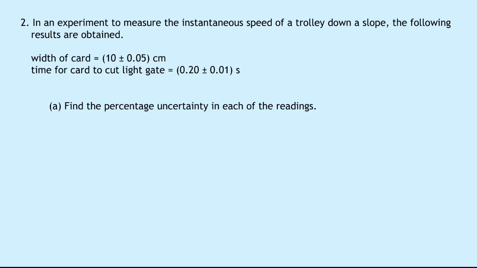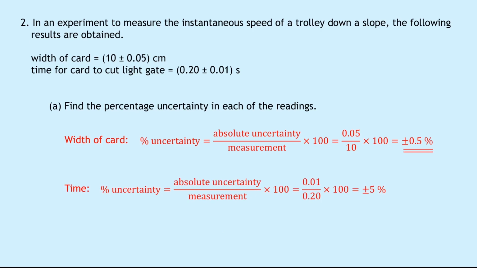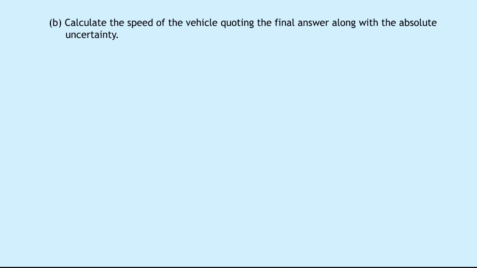So remember, the way we do this, looking at the width of the card first of all, percentage uncertainty is the absolute uncertainty divided by the measurement times 100. So we take our 0.05 divided by 10 times 100 and we get plus or minus 0.5%. Now remember, we don't have to convert from centimetres into metres first because the prefixes and the units will just cancel out in this division. Next we have the time, so the percentage uncertainty in the time is equal to absolute uncertainty over the measurement times 100, which is going to be the 0.01 divided by 0.20 times 100, which gives us plus or minus 5%.